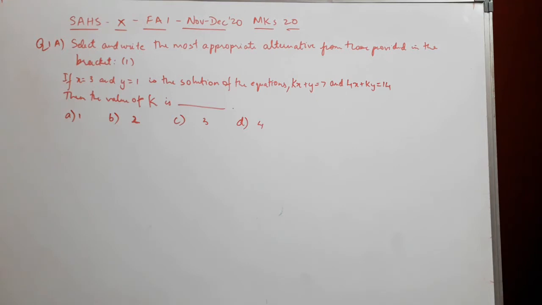For 1 mark, question 1a, it says if x equal to 3 and y equal to 1 is the solution of the equations kx plus y equal to 7 and 4x plus ky equal to 14, then the value of k is dash, and choices are given. There are 4 choices, a, b, c and d, with some values. We need to pick one value by solving the equations and write down the answer.